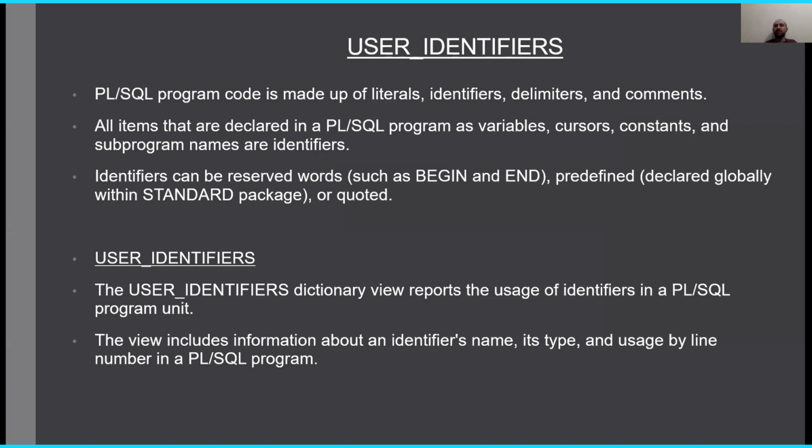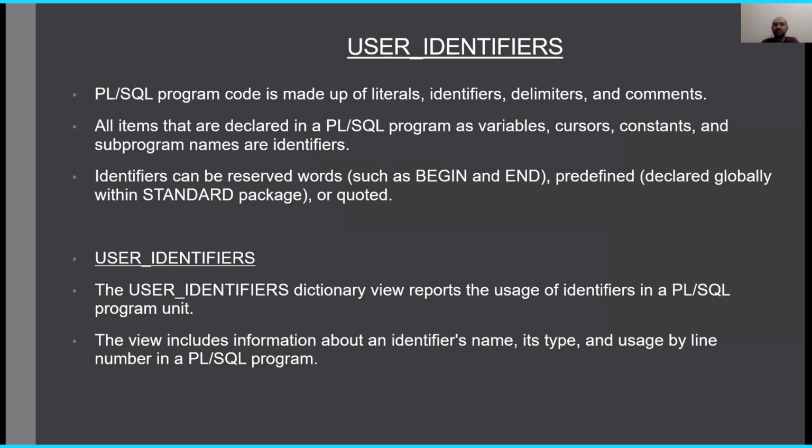Now let's quickly look at something called user identifiers. So this is one more thing, right? Like I said, you would have information about the literals. You understand what delimiters and comments are. These are all the things a typical stored procedure program consists of. So now you can think of identifiers as things which are declared. These are all declared. It could be a cursor, it could be constants, it could even be variables.